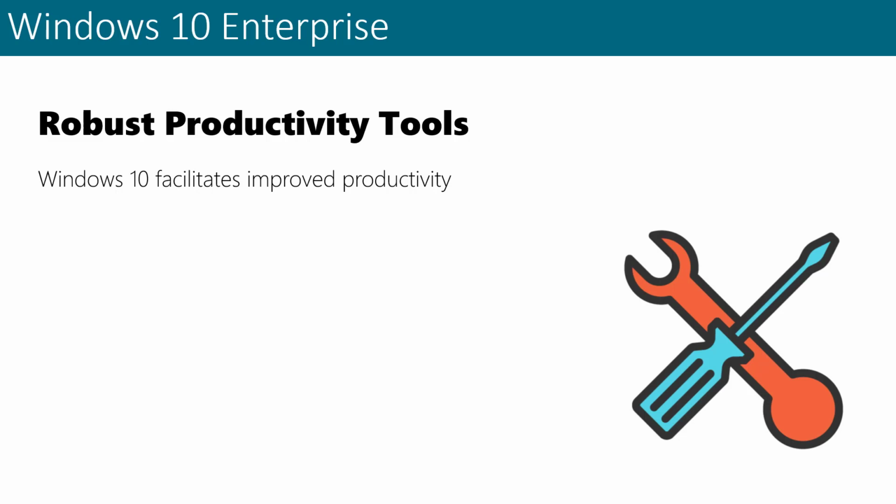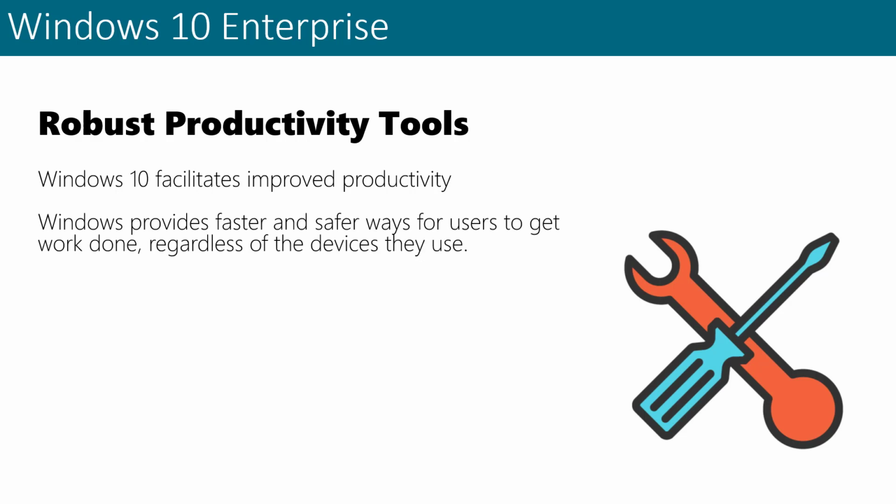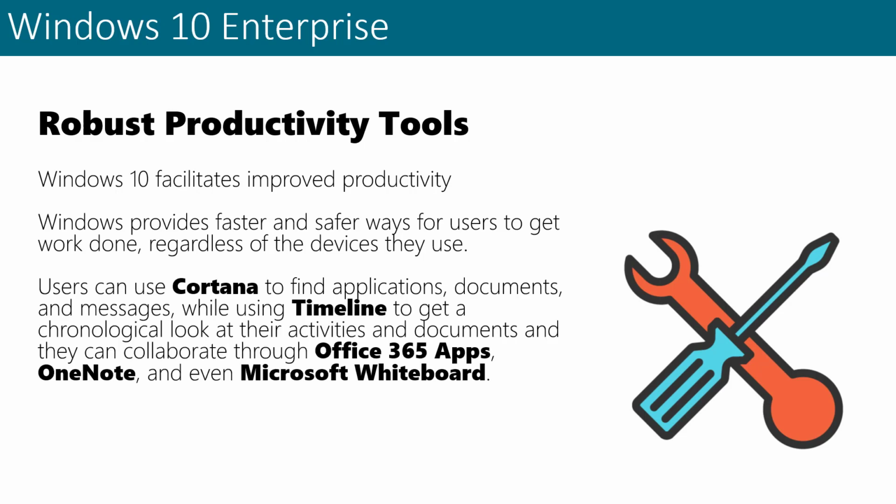Windows facilitates this improved productivity by providing faster yet safer ways for users to get work done, regardless of the devices that they use. They can use Cortana to find applications, documents, and messages, while using Timeline to get a chronological look at their activities and documents. Windows 10 users can also collaborate through Office 365 apps, OneNote, and even Microsoft Whiteboard.